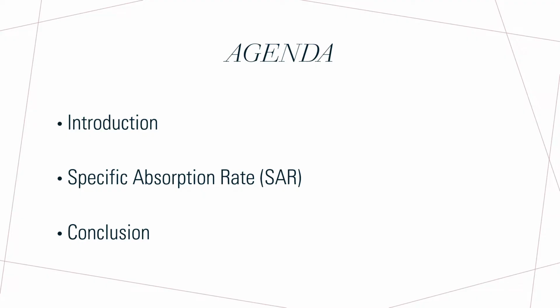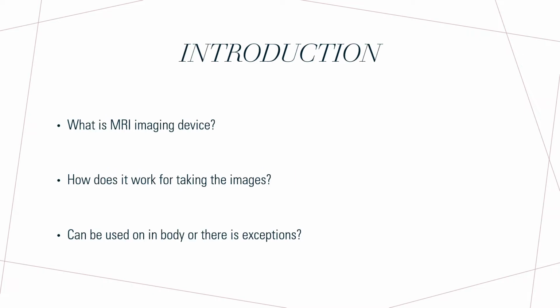So here in the agenda, we will begin with introduction and then explain the specific absorption rate for the MRI, and conclusion. So in the introduction, the magnetic resonance imaging (MRI) is a medical imaging technique used in radiology to create images of the anatomy and physiological processes of the body. MRIs can use strong magnetic field gradients and radio waves to generate images of internal organs.